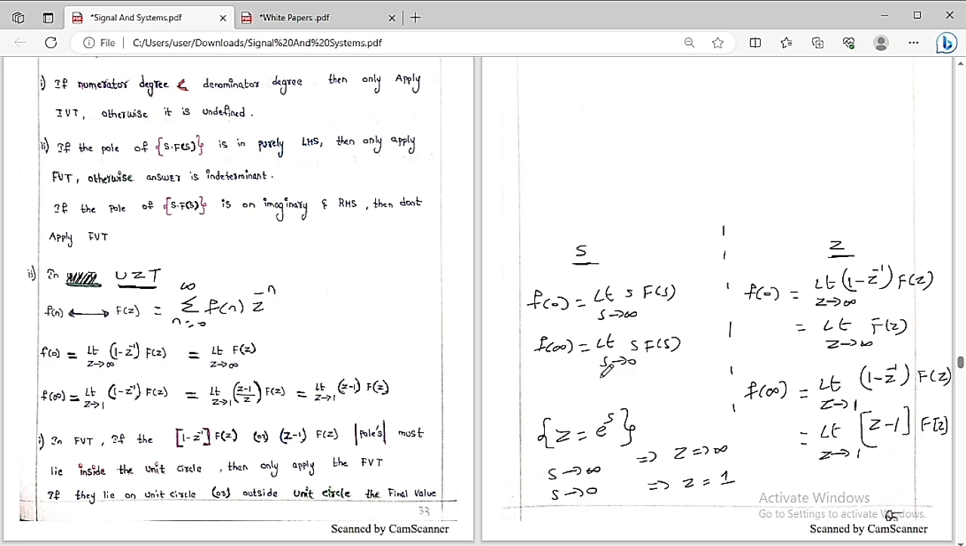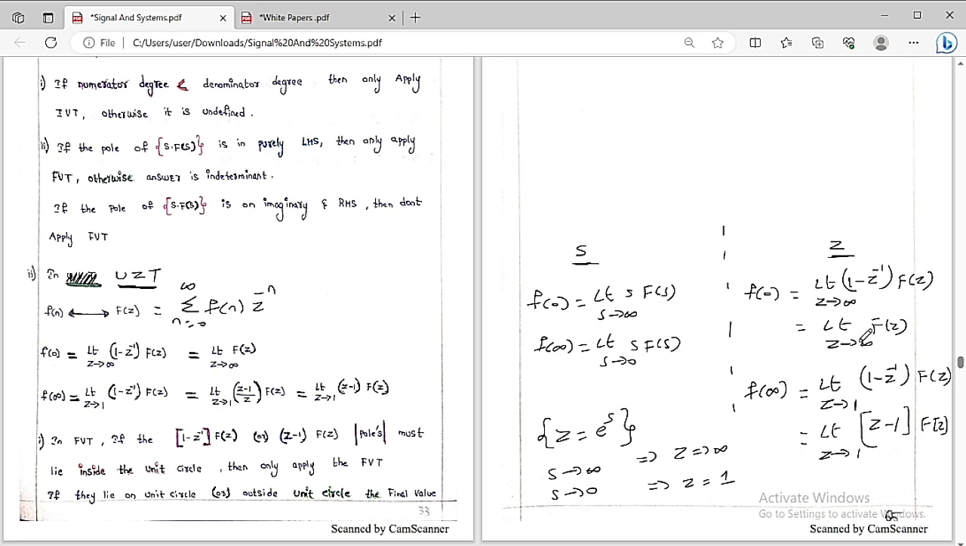Similarly, here the limit is s tends to 0. In place of this, if you substitute 0, we get z equal to 1. So limit z tends to 1. Then s is nothing but 1 minus z to the power of minus 1 into f of z. If you simplify, you get z minus 1 by z. In place of z, I substitute 1, then we get z minus 1 into f of z. So these are the different ways of writing. These two things you always have to keep in your mind.